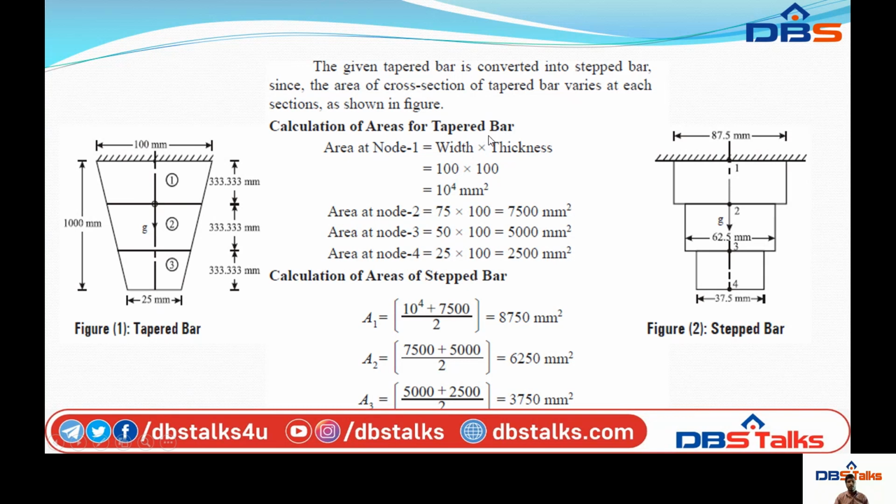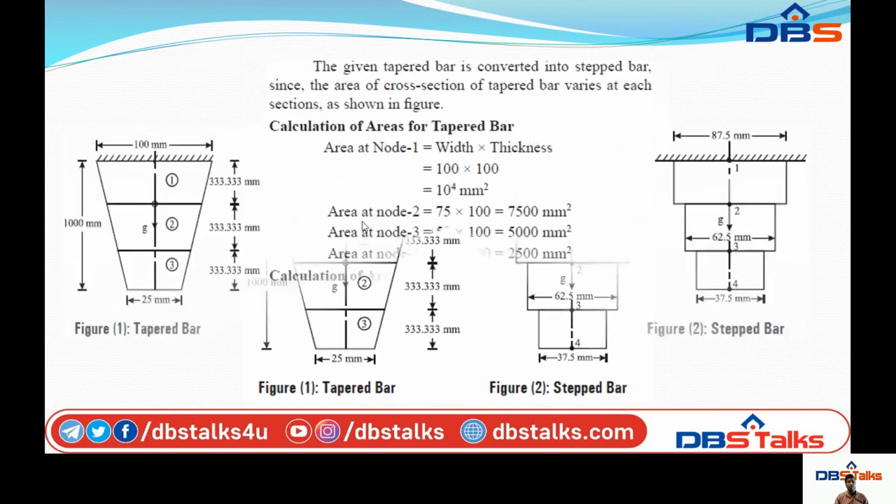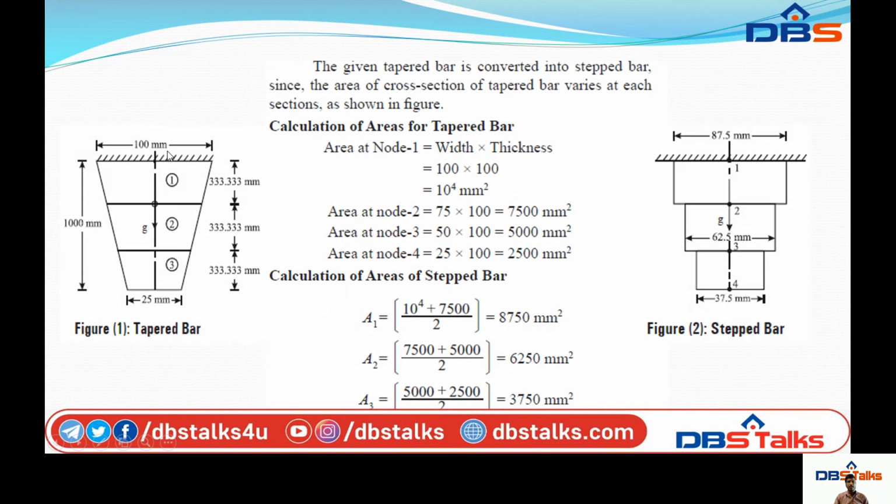For the calculation of areas for the tapered bar, we already know that for calculating the area for every element, we take the width and multiply it by the thickness. Width is 100 mm and thickness is also 100 mm. In the first slide, we note the thickness T equal to 100 mm. Then the area at node 1 is width multiplied by thickness, 100 into 100, 10 power 4 millimeter square.